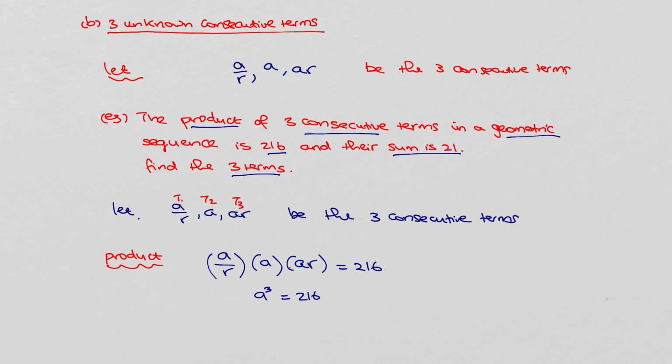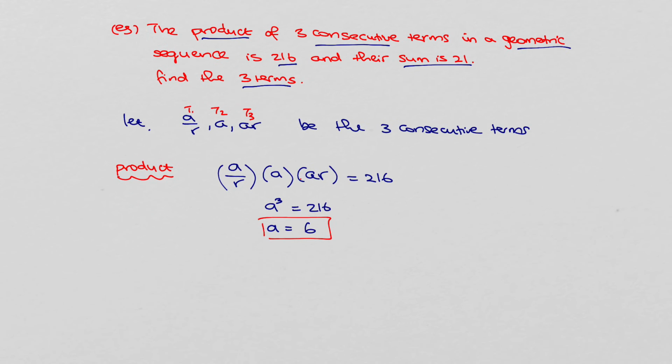Where if we had done a by a r squared, we would have ended up with a cubed r cubed, which becomes much more complex to work with. So you can see here by doing a over r by a times r, our r's cancel and straight away we can solve for a. So therefore if I get the cube root of both sides, a is equal to 6.